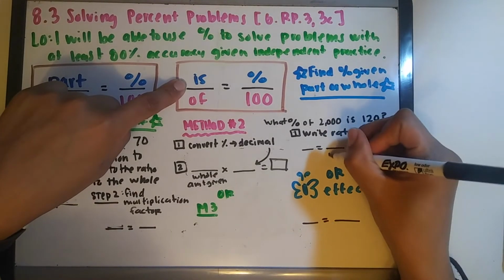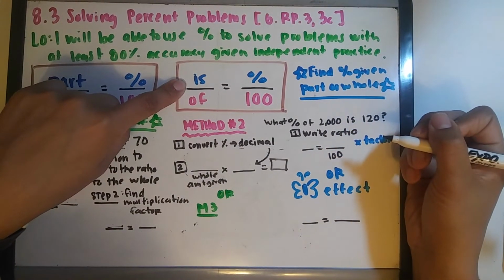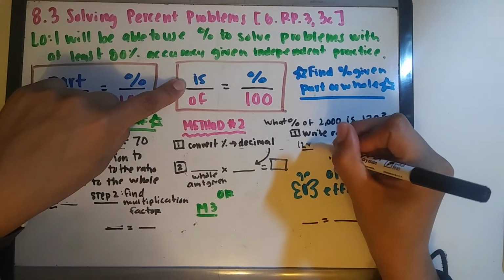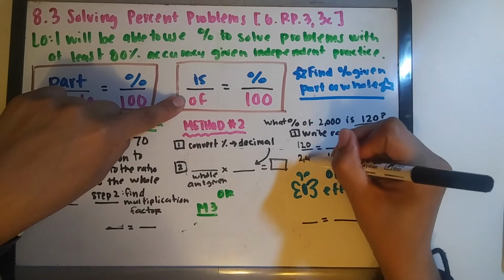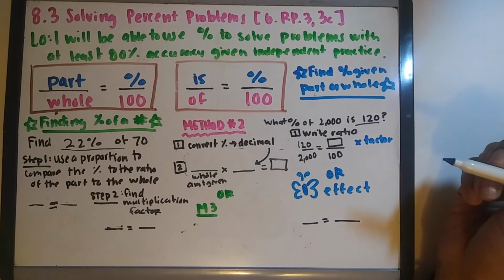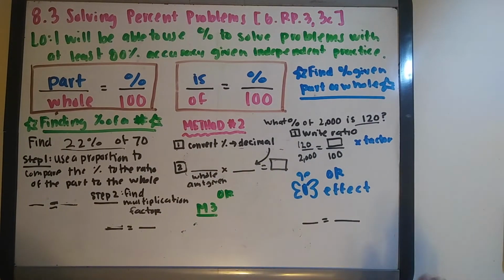So 100 is always right here. Do I know the is? Yeah, so that's 120. And do I know the of? Yes, that's 2000. That's my whole. And I don't know this right here. So I'm trying to find the percentage. Again, you can use any method.